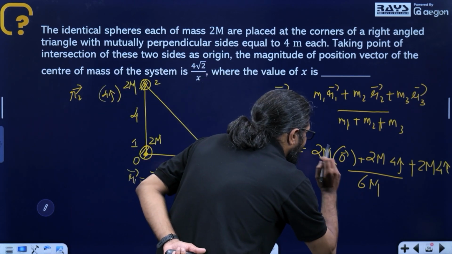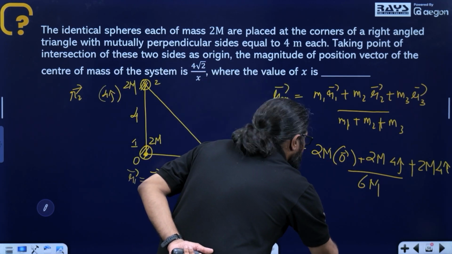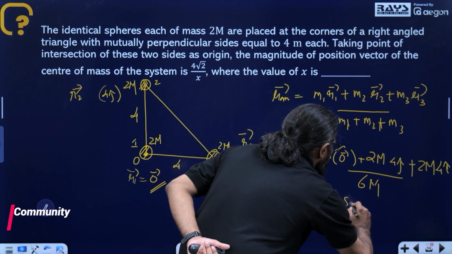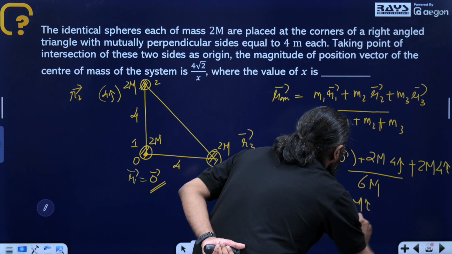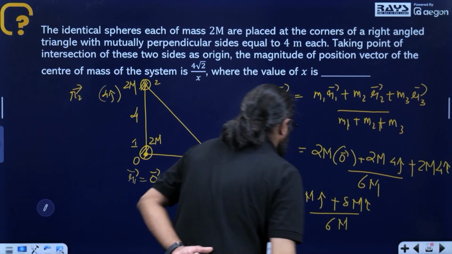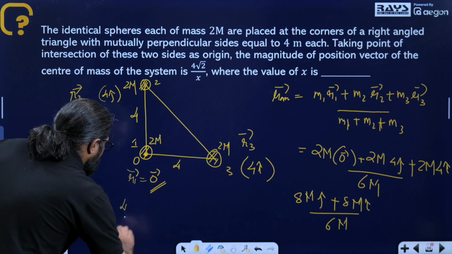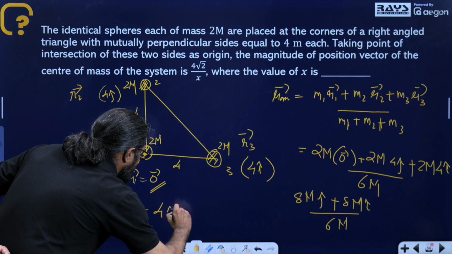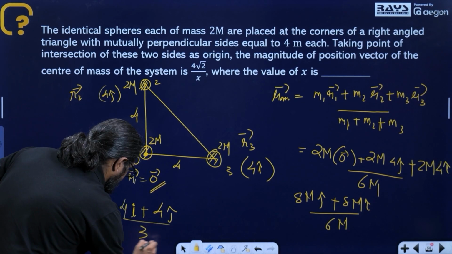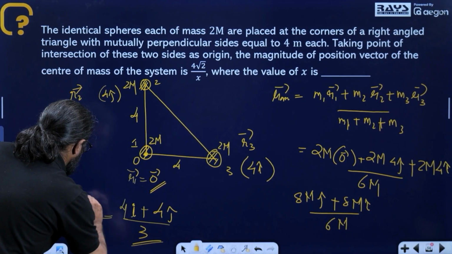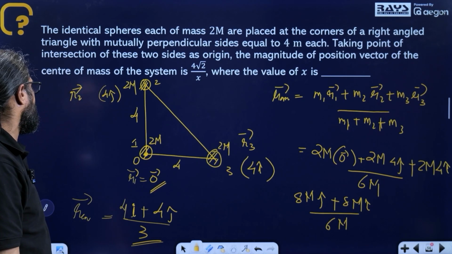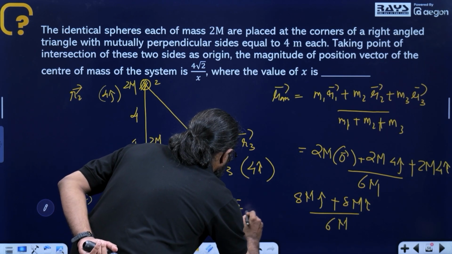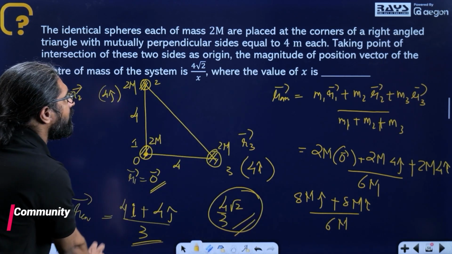So what you will have here is 8m j cap plus 8m i cap divided by 6m. So finally the RCM vector would be 4 i cap plus 4 j cap divided by 3. The magnitude is what is asked. The magnitude would basically be 4/3 root 2, that is the modulus. If you work on this vector, you will get it.